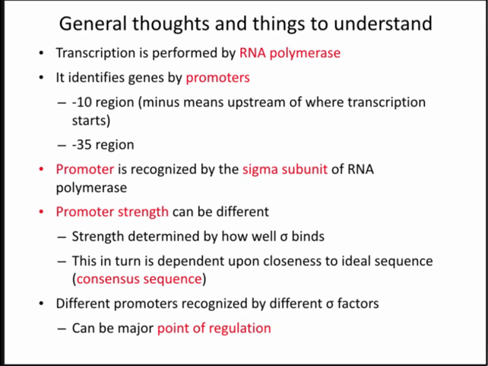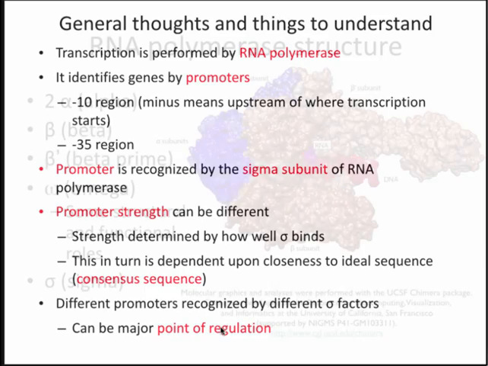Promoter strength can be different, and the strength is determined by how well the sigma factor, which is one of the proteins in RNA polymerase, recognizes it. This is in turn dependent upon how close the sequence is to an ideal sequence or consensus sequence. The closer that is, the more tightly sigma can bind, the more likely you're going to get binding and transcription. Now, different promoters can also be recognized by different sigma factors. There's not just one, there's a whole bunch of different ones. And this can be a major point of regulation, as we'll find out later on in the semester.